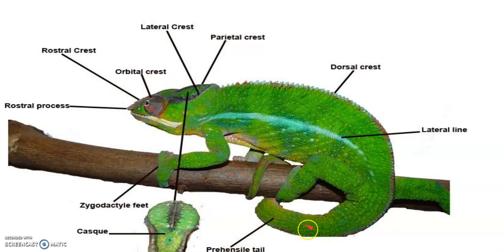You can see here the tail of the chameleon. It is called prehensile tail. Very important term. Prehensile tail means this tail is used for attaching to the branches.